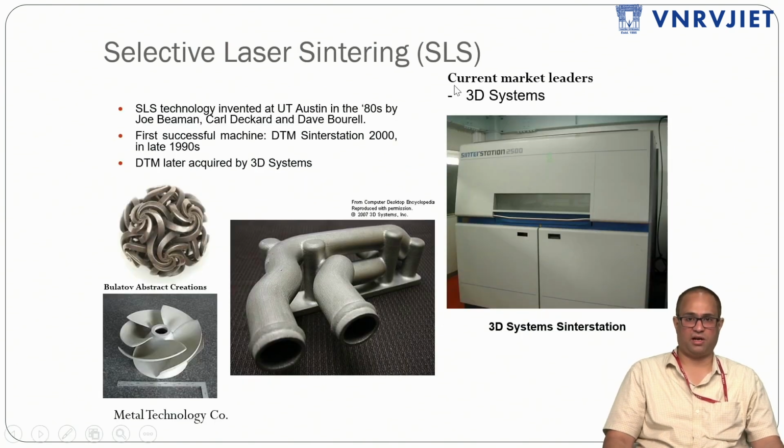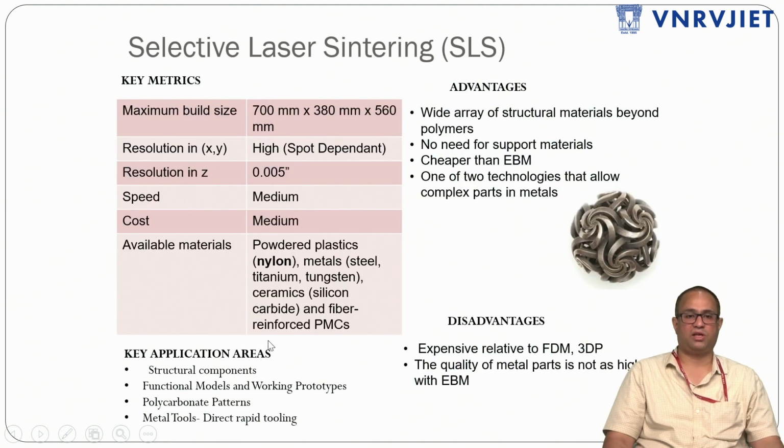You can see the current manufacturing system from 3D Systems, and we can see the complexity of the parts. This is how complex parts are built using this wonderful SLS process. Coming to key specifications, the maximum build size is 700 by 380 by 560 mm, and the Z resolution is 0.005 inches. Available materials are powder plastics such as nylon, steel, titanium, tungsten, and other fiber-reinforced polymer composites. Applications include structural components, functional models, working prototypes, polycarbonate patterns, and rapid tooling.